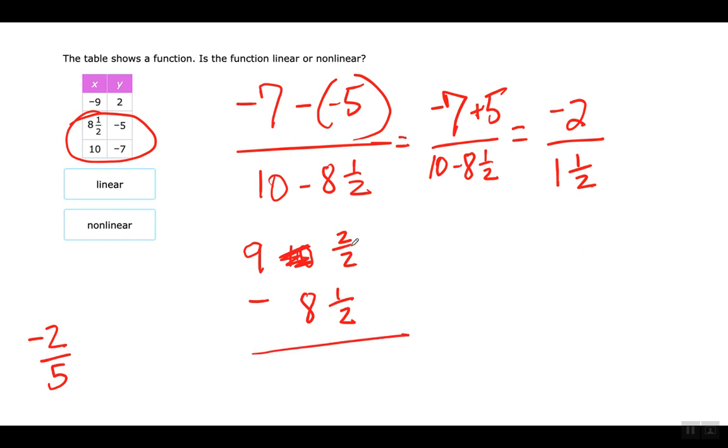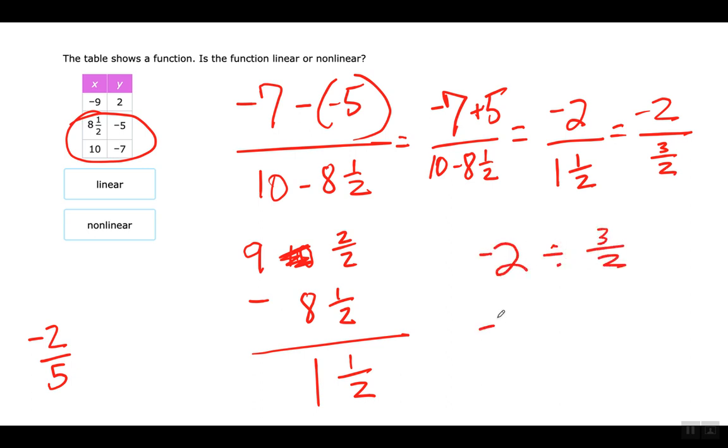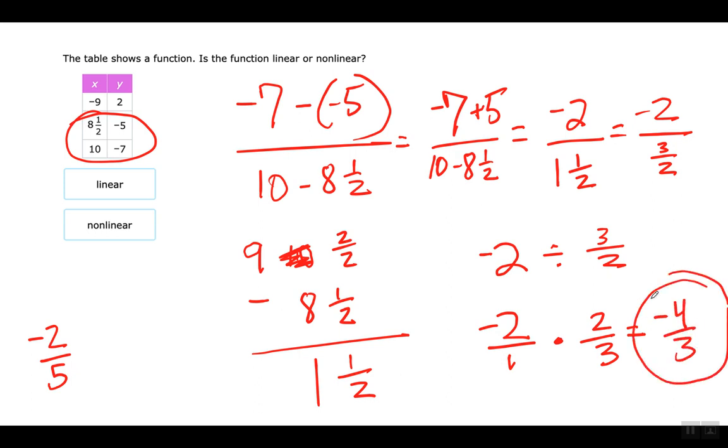Now I can do 2 over 2 minus 1 over 2 is 1 over 2. And 9 minus 8 is 1. Okay, so now I got this. Let me change the 1.5 to an improper fraction by multiplying and adding. So it's going to be 3 over 2. So negative 2 divided by 3 over 2 becomes negative 2 over 1 times 2 over 3, which becomes negative 4 over 3.